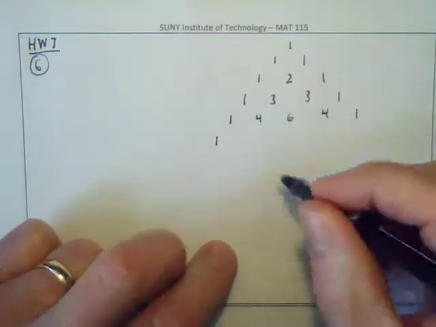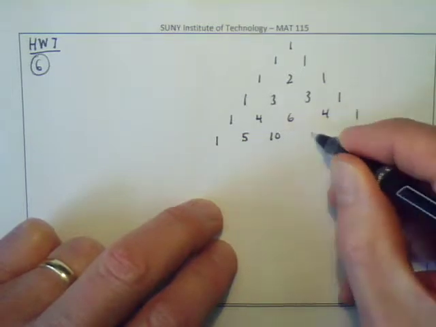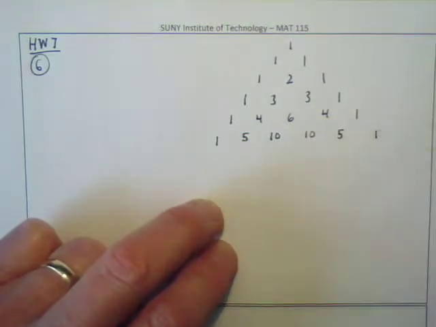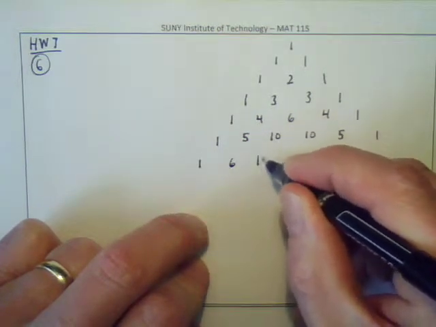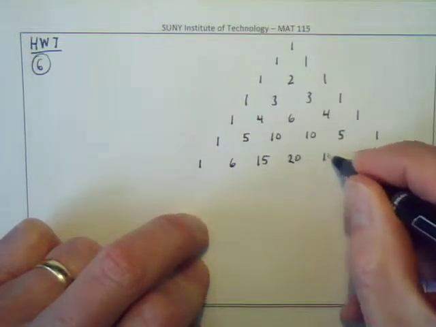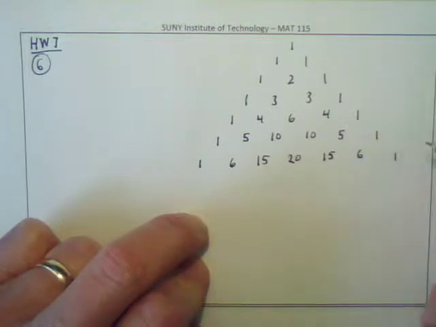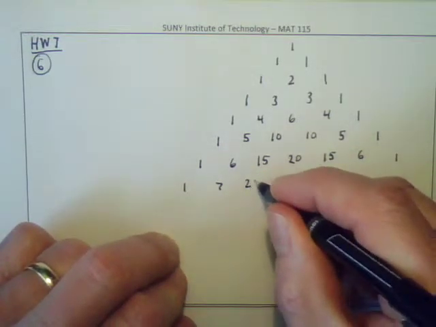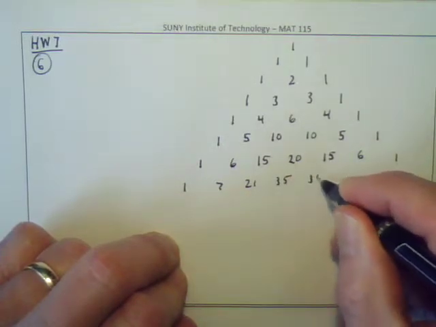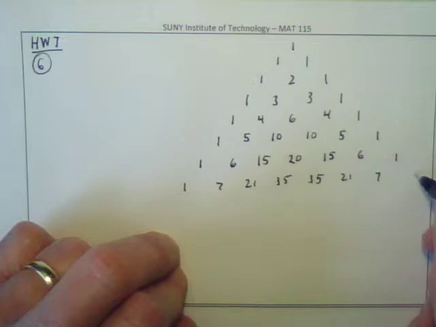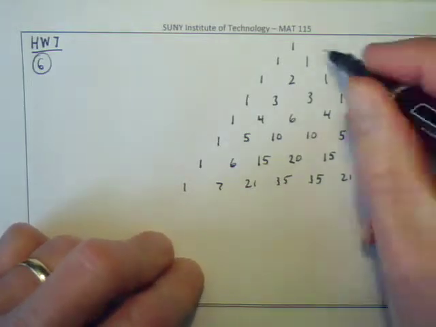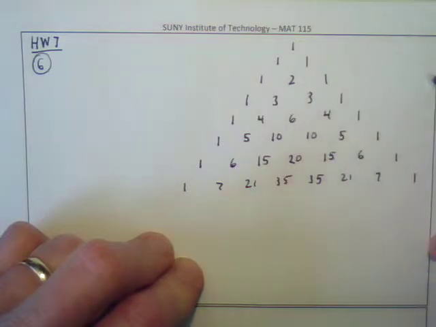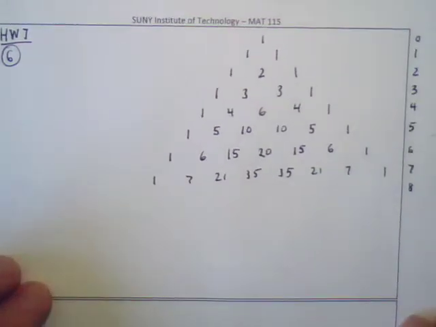So I always have a 1 along the edge. 4 and 1 is 5, 4 and 6 is 10, 10 again, 5, and another 1. Now I have a 1, 6, 15, 10 and 10 is 20, 10 and 5 is 15 again, and a 6 and a 1, 1, 7, 21, 35, 35, 21, 7, and 1. So these are rows 0, 1, 2, 3, 4, 5, 6, 7, and we're supposed to go through row 8. Oops, sorry, that's off the edge there.